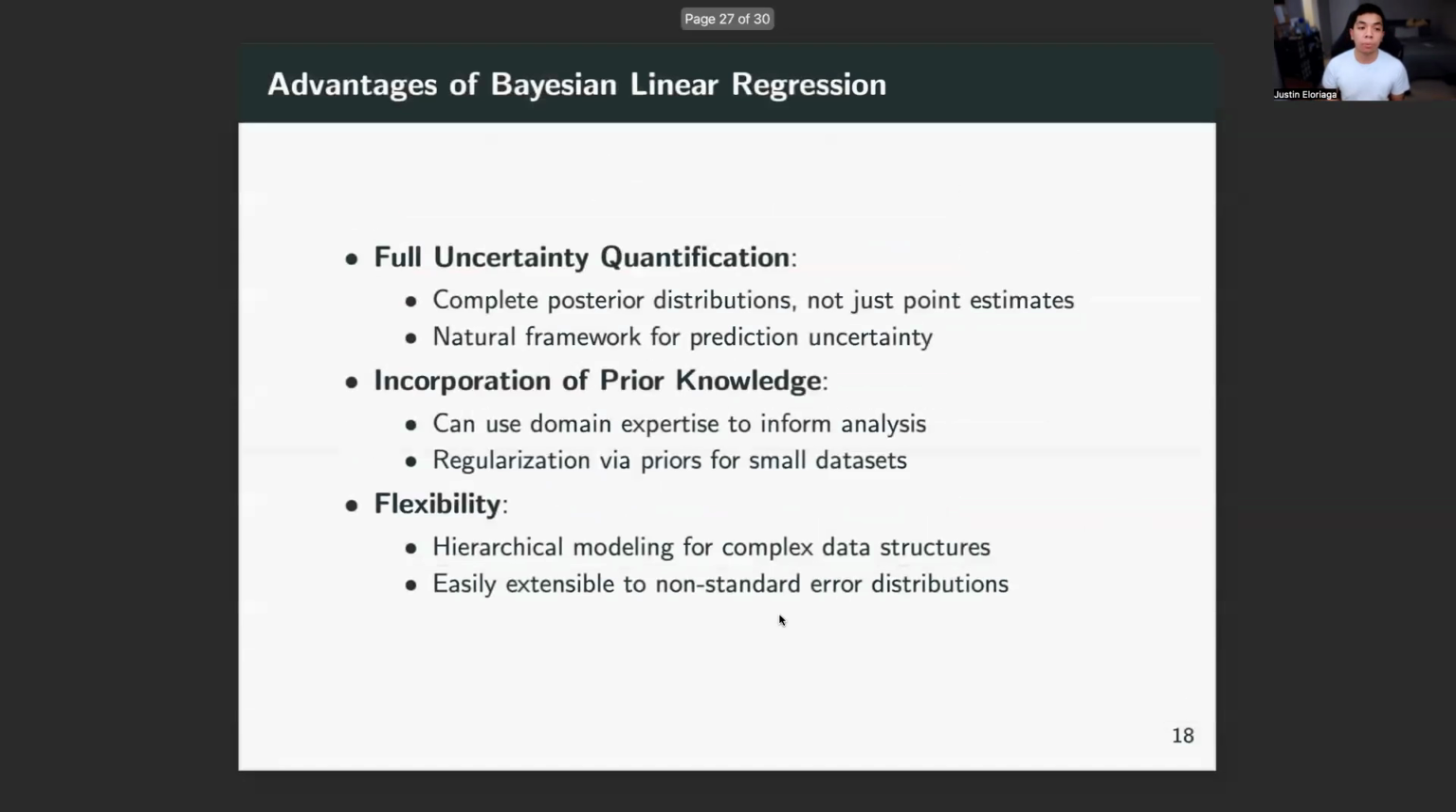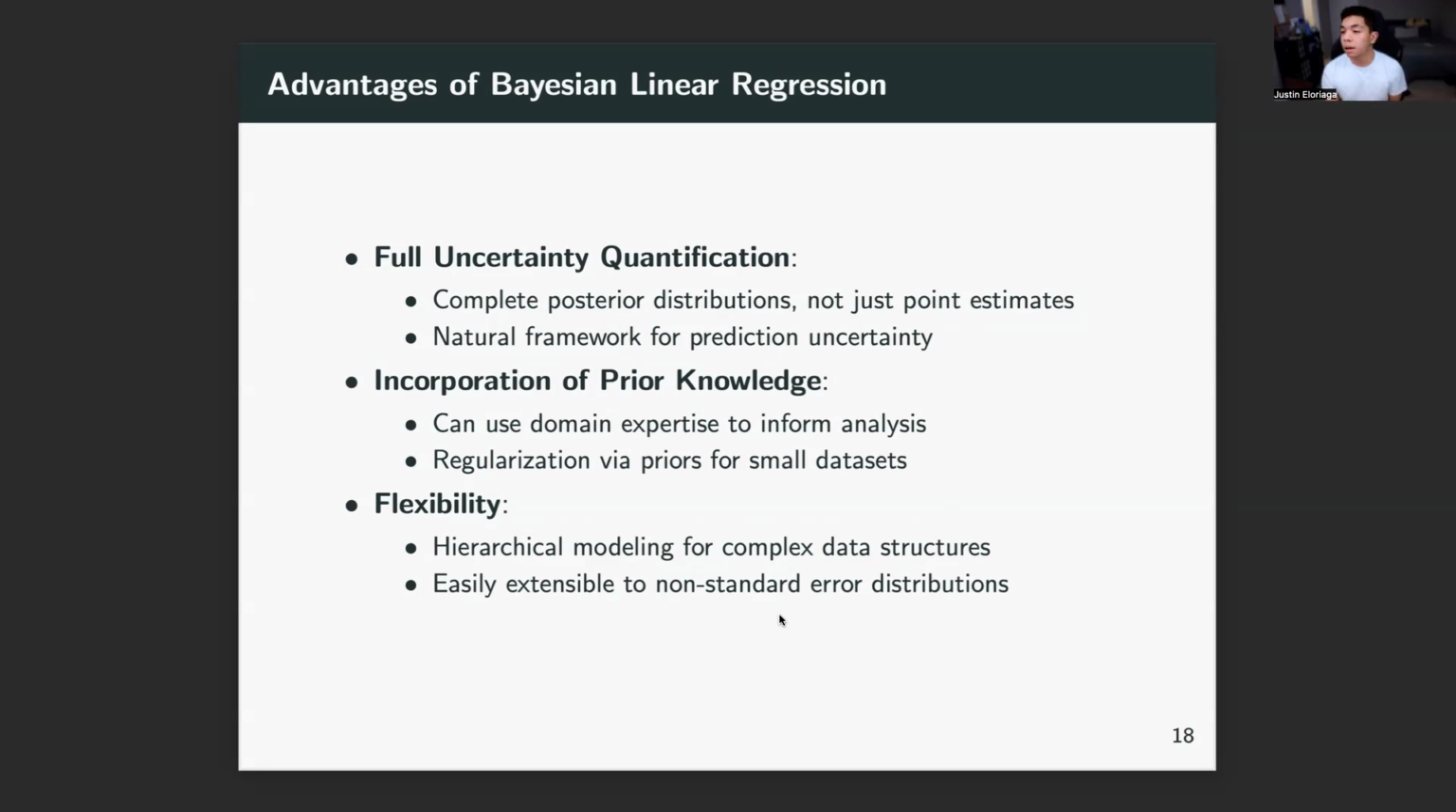Now, let me conclude with the following. What are the advantages of the approach that we had just conducted? The first is that it allows for full uncertainty quantification because we can calculate the whole distribution. We don't just calculate the point estimates. We have a natural framework for having a prediction for the relative uncertainty behind the parameter. The second is that we can use our prior knowledge. We can use our domain expertise to inform our analysis and potentially lead to an answer much quicker. And the regularization via priors for small data sets is particularly winning.